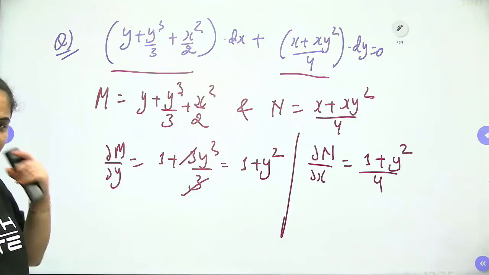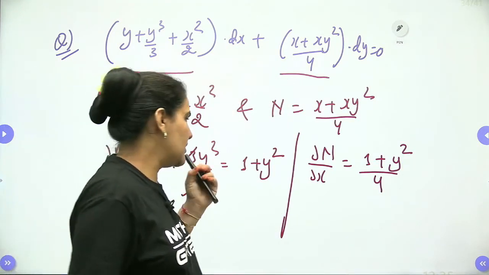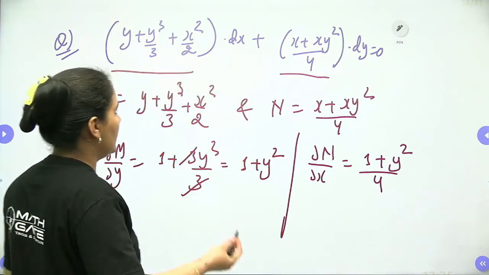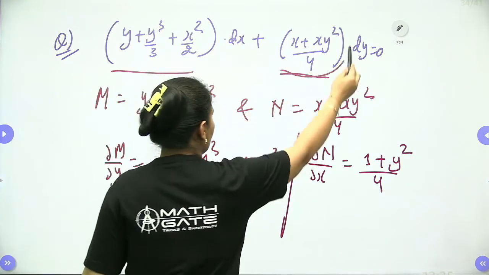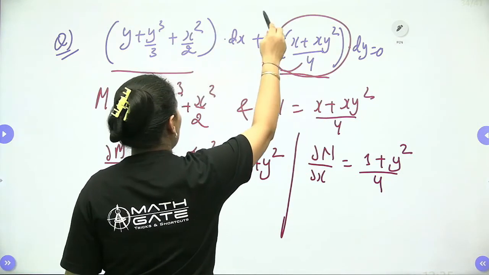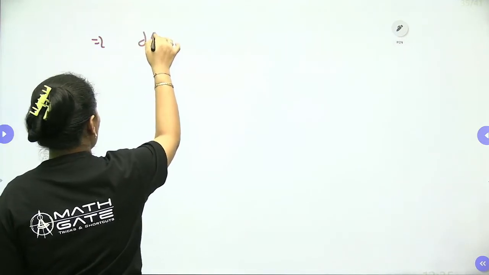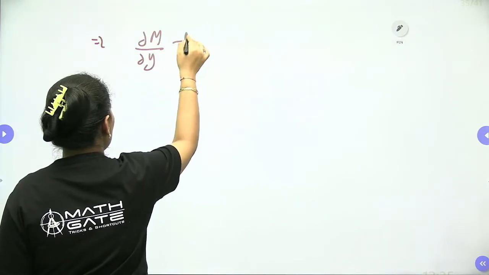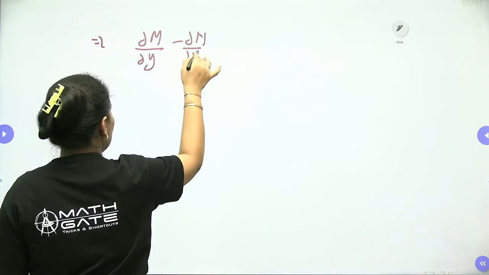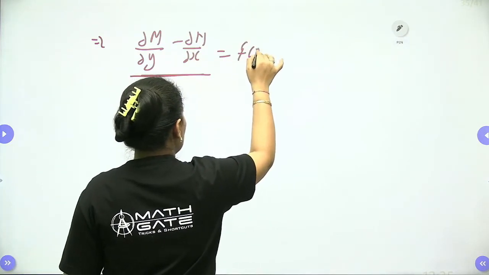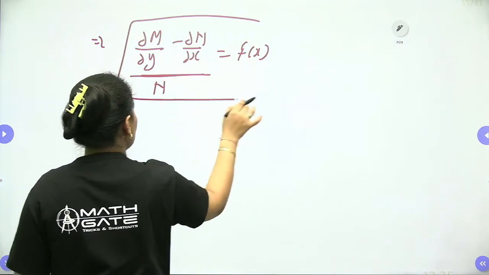So here we can see it's not an exact equation, because ∂m/∂y and ∂n/∂x are different. So I am planning here to divide by n. Why? Because as compared to m, n is a smaller quantity. When you divide by n, it will be (∂m/∂y − ∂n/∂x)/n, and it has to give you a single function of x only, right?